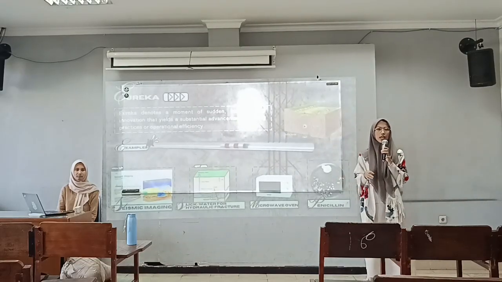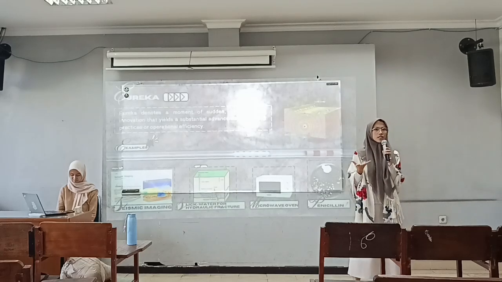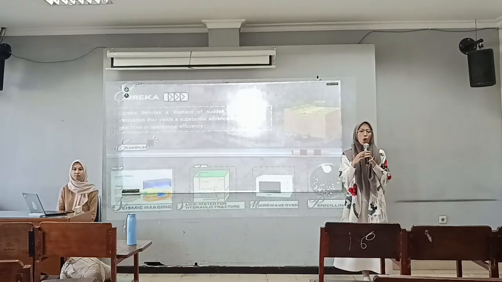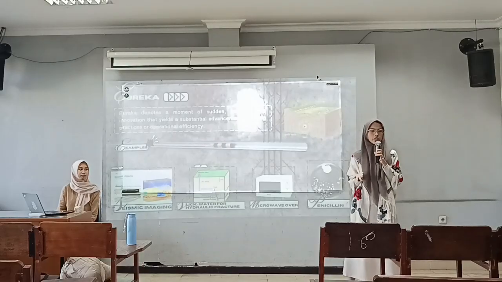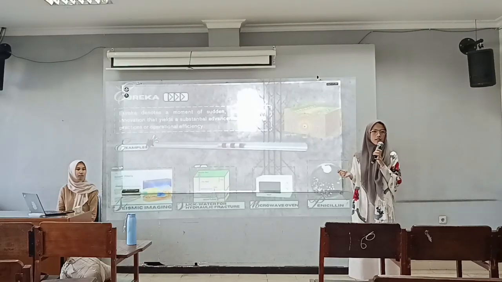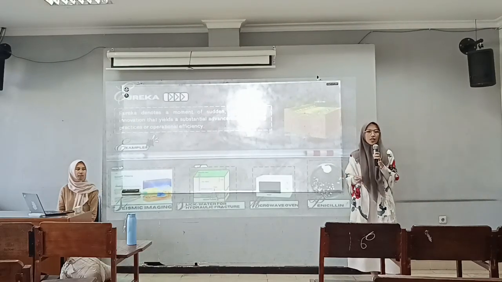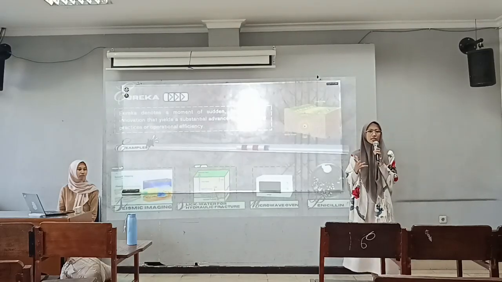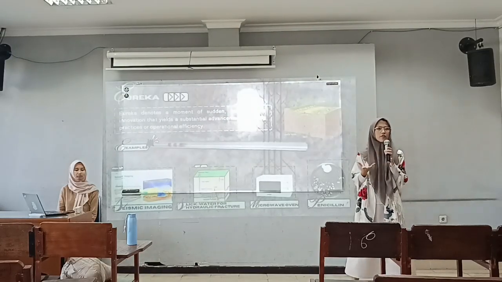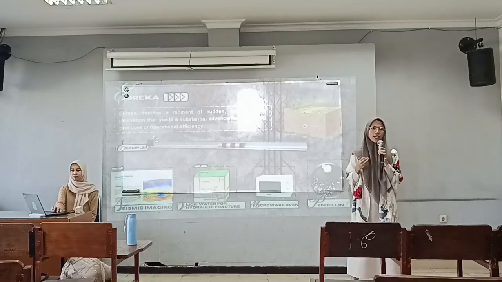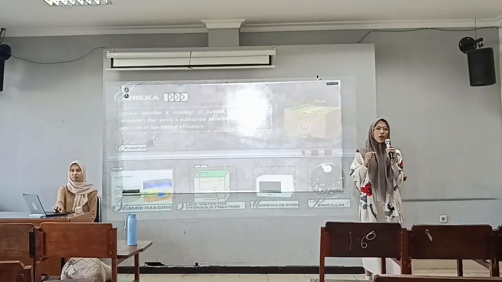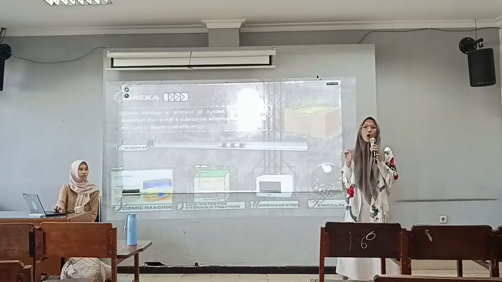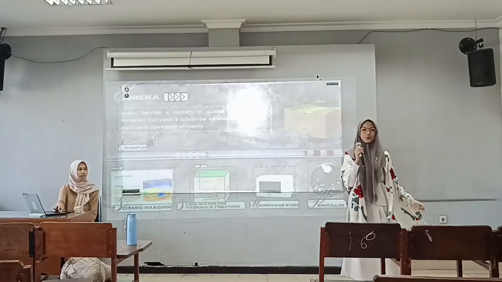And the third one is the microwave, which was discovered by Percy Spencer in 1945 while working with radar technology. And the last one is penicillin. So penicillin is basically an antibiotic discovered by Alexander Fleming in 1928 when he noticed that the mold was killing bacteria on a petri dish.